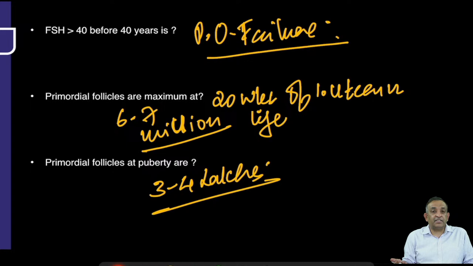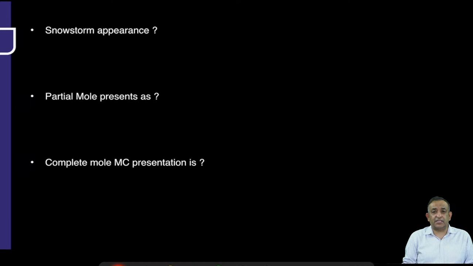All right. Snowstorm appearance. Why did I ask you this question? Very simple. It's come in at least 4 exams out of the last 6. In the last 3 years, out of 6 exams, 4 exams this question was asked. That is in molar pregnancy. Partial mole presents as missed abortion. The symptoms are like missed abortion.